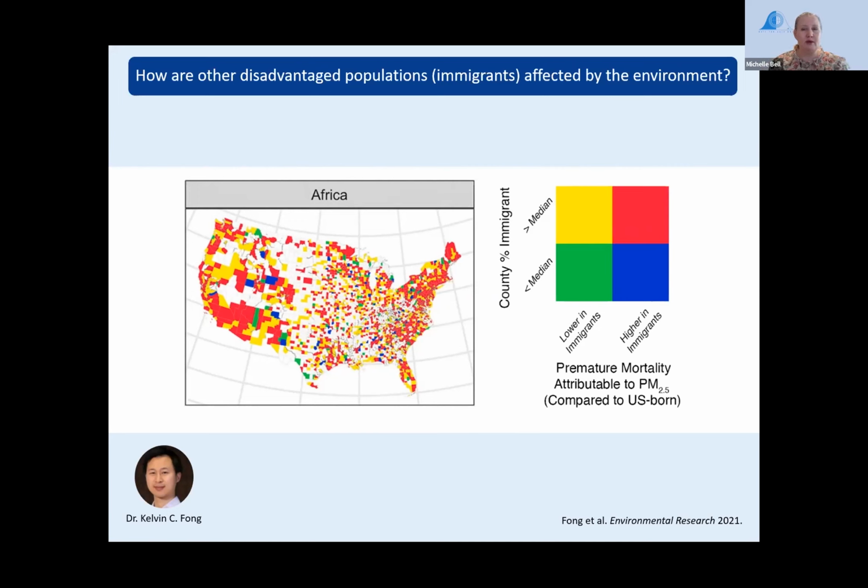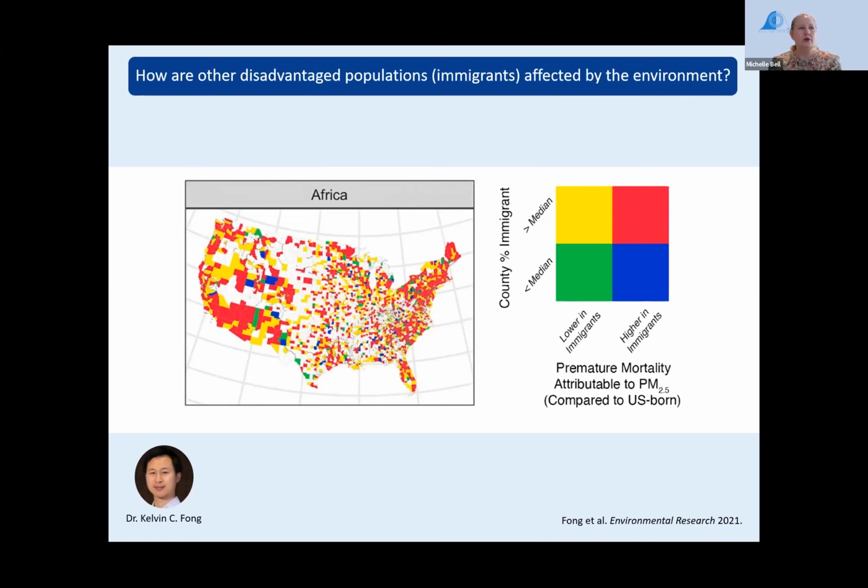So this is work led by my former postdoc, Kelvin Fong, who did several landmark papers looking at environmental health disparities for immigrant populations. And the paper I'm showing you here is looking at whether or not immigrants to the US have higher exposure to PM2.5, so small airborne particles, compared to people born in the US. And the answer is yes, they do.